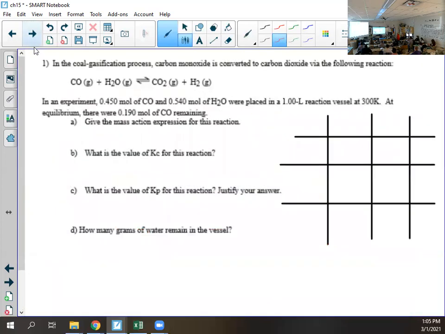All right, here we go. In the coal gasification process, carbon monoxide is converted to carbon dioxide via the following reaction. Is it via or via? It doesn't matter. So your ICE table, what would you put up here? You would do CO, H2O, CO2, H2. Be careful. Don't put CO2 there. Okay. Then it gives you 0.45.